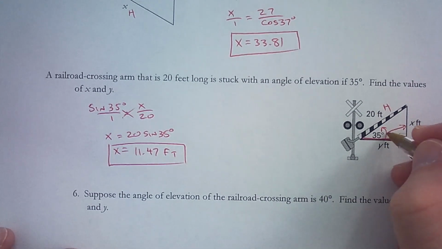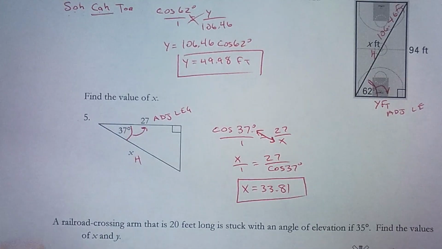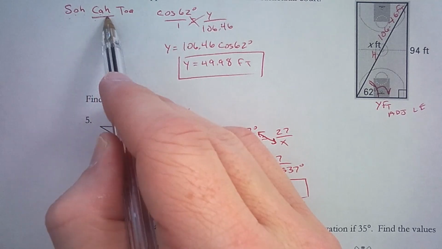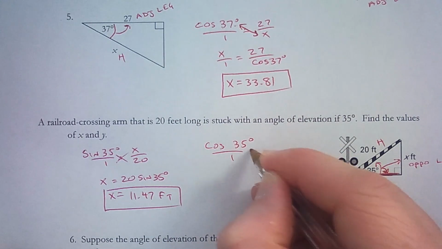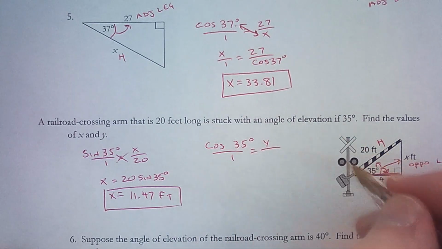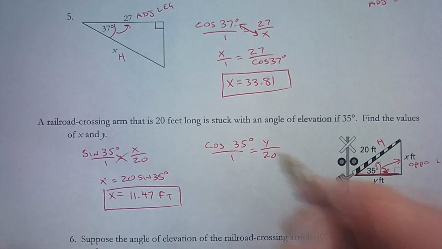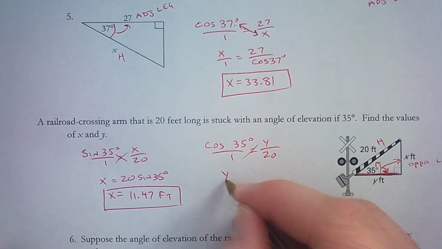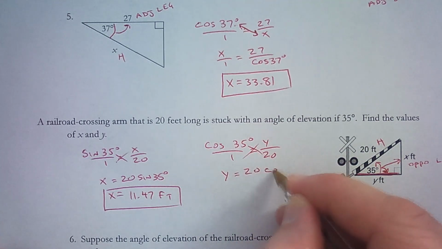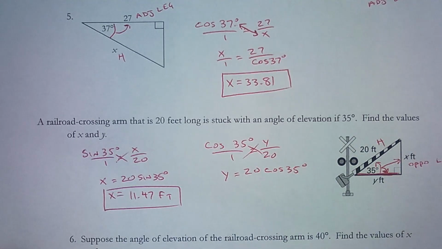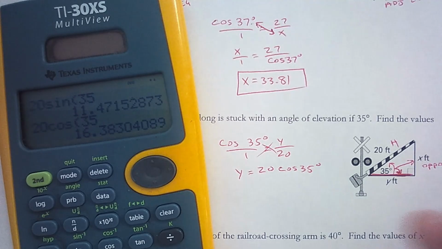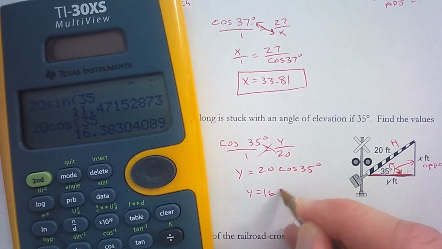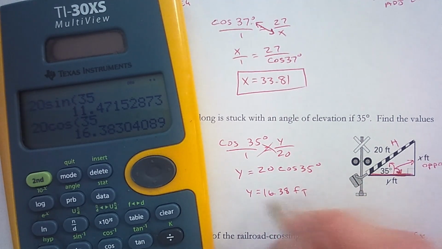Now y is the adjacent leg, so we'll use the adjacent leg and the hypotenuse. Adjacent leg and hypotenuse, that's cosine. So cosine 35 degrees is to 1, as the adjacent leg y is to the hypotenuse 20. My cross products are y times 1 and 20 times cosine 35 degrees. 20 times cosine 35 is 16.38, and it's in feet.